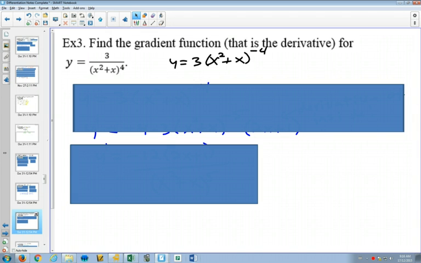So we're finding the gradient function. That's just another word for the derivative because the derivative is a function of all the slopes. So the word gradient function means the same thing as the derivative.